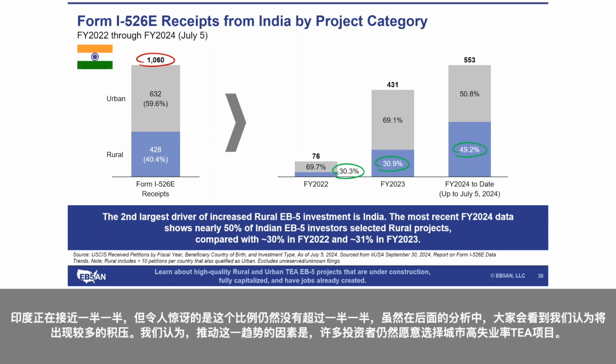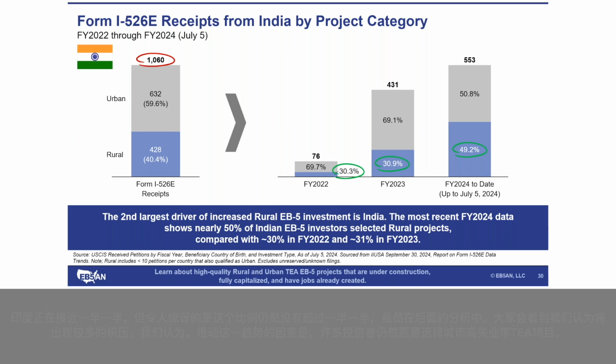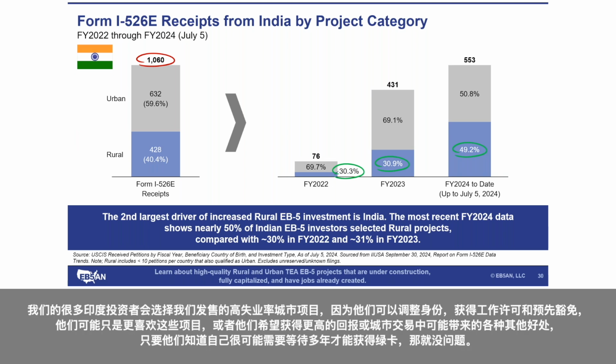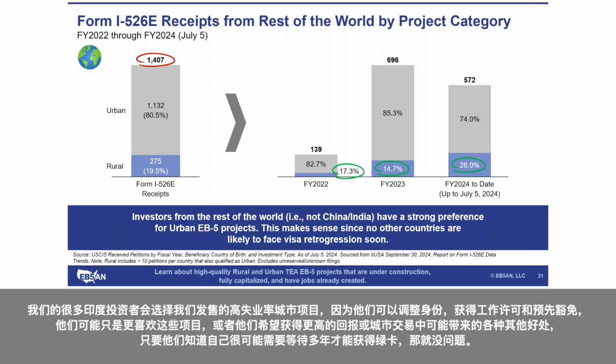And India is getting closer to half and half, but surprisingly still hasn't exceeded it, even though we'll look at the analysis where we do believe there's a very significant backlog. And we think what's pushing that trend is a lot of investors still choose high unemployment urban TEA deals. A lot of our Indian investors are choosing our high unemployment urban deal because they can't adjust status, get their work authorization, advance parole, and they just prefer those projects, or they want a higher return or various other factors that might be available in the urban deals. And as long as they know that there is a very significant chance of a multi-year wait to get the green card.